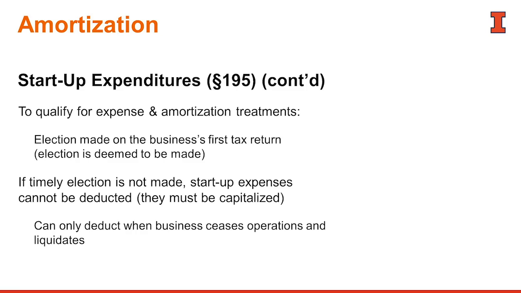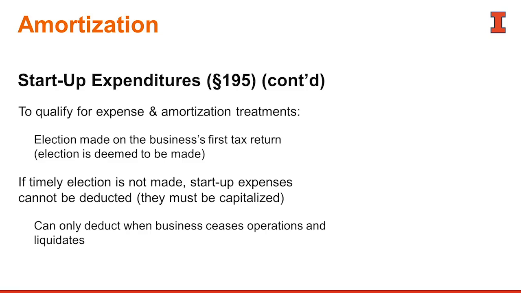A few last items relating to Section 195 intangibles. To qualify for this expensing and amortization treatment, the taxpayer must make the election. Otherwise, startup expenses cannot be deducted. Instead, they'll be capitalized and actually sit on the company's balance sheet as an asset and not be amortized. The only time the company would be able to deduct these costs is if the business ceases operations and actually liquidates. So, of course, not claiming the election is not an ideal situation, since the business did incur costs and then effectively has to wait to ever obtain any deductions.